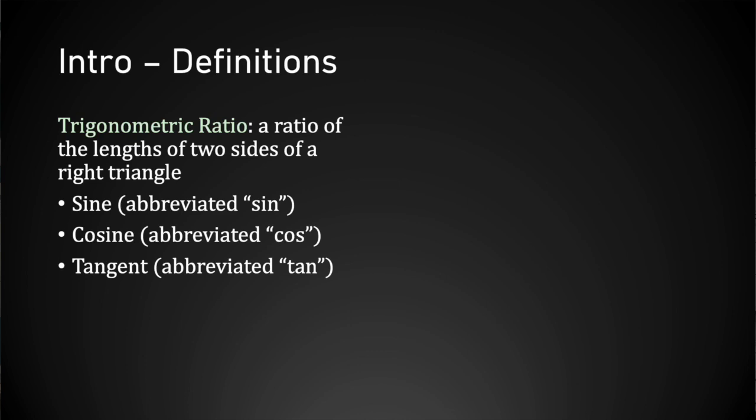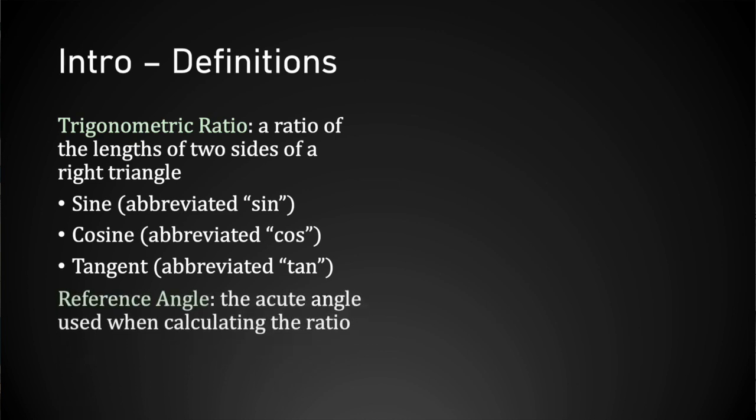Another term we're going to throw around for the rest of the unit is reference angle, which is just the acute angle used when calculating the ratio. Keyword in that one would be acute. The right angle is never our reference angle. And if we have a right triangle, we don't have an obtuse angle.